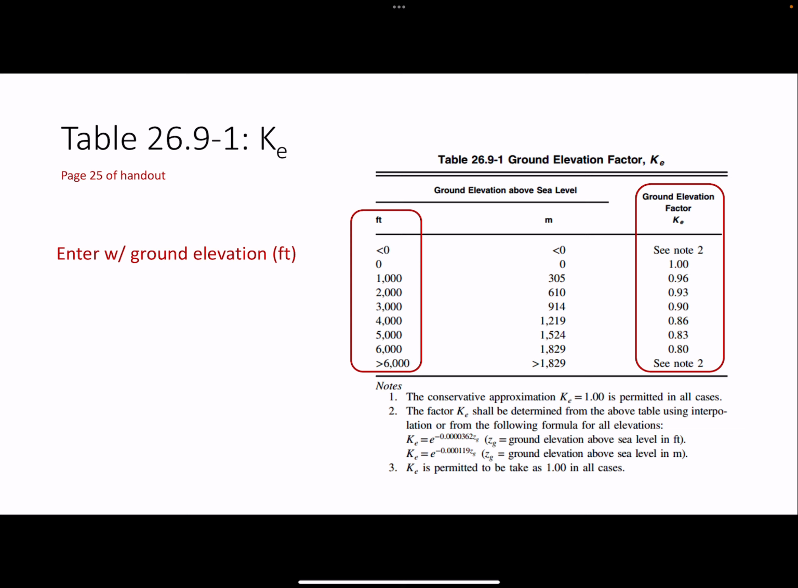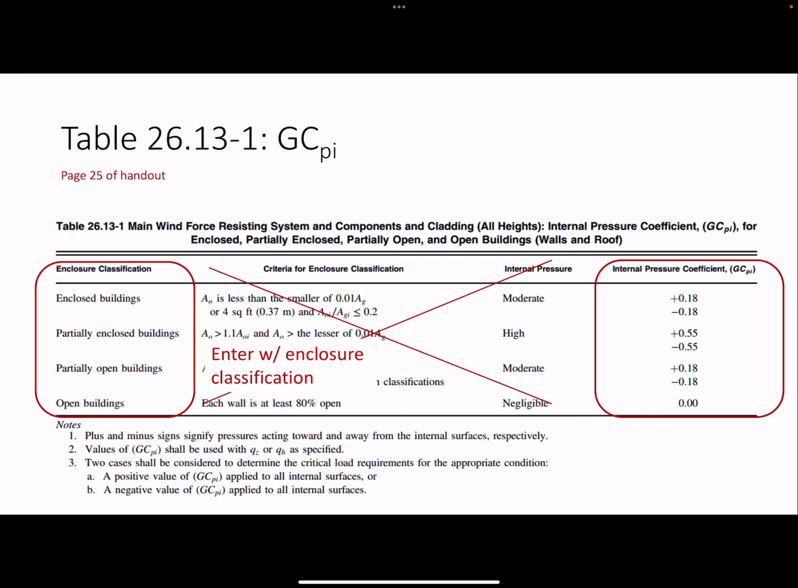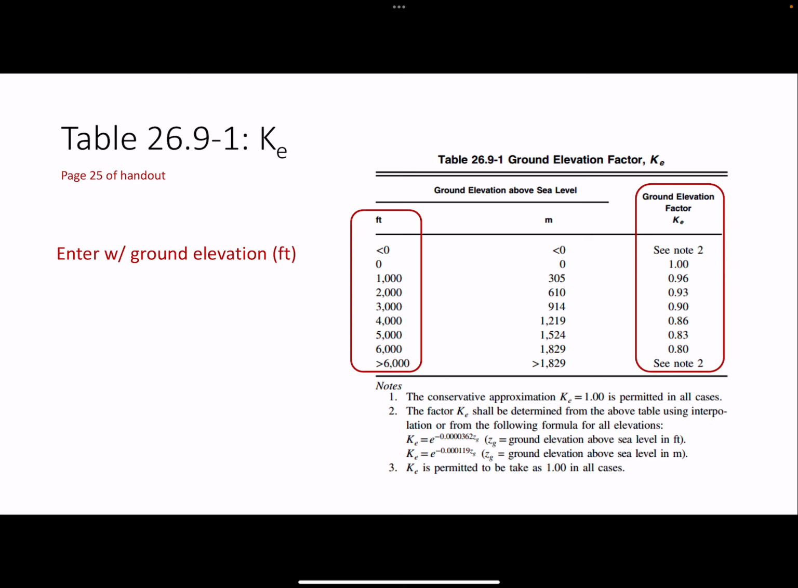Conservatively, you can always use an elevation factor of 1 if you don't feel like calculating it, or if you think that it's appropriate to use 1 instead. Just for context, in Bozeman we're at roughly 5,000 feet elevation, and that leads to a 17% reduction in wind loads, which is pretty significant.